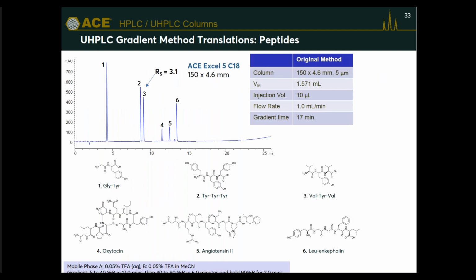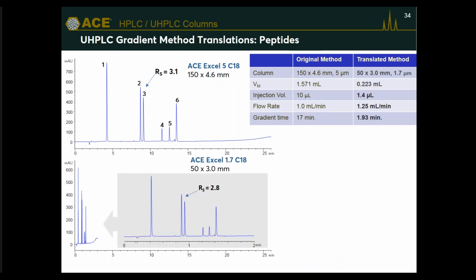If we take a simple gradient separation, these are peptides, so a peptide separation, we can see a nice gradient analysis by HPLC mode in around about 25 minutes or so. We can translate that to a UHPLC separation, and you can see that we've preserved the quality of the separation. The critical pair, peaks 2 and 3, are still well separated, and we're quite happy with that separation. And you can see as well that the runtime and solvent consumption have reduced quite dramatically too. So again, that's a very well translated separation.